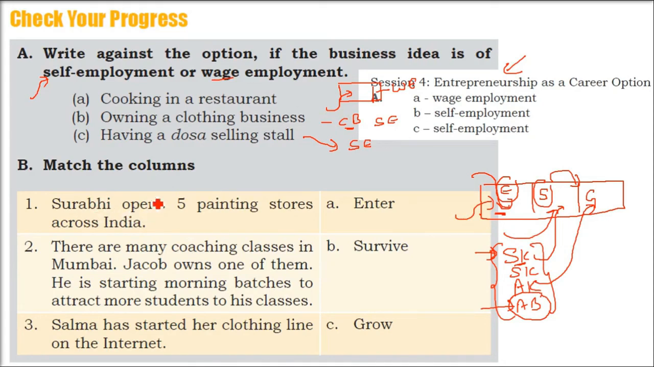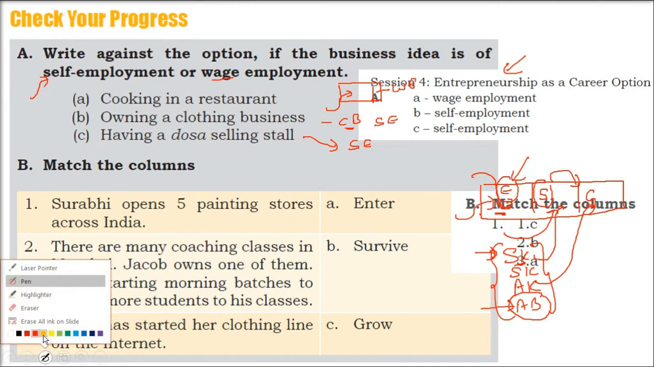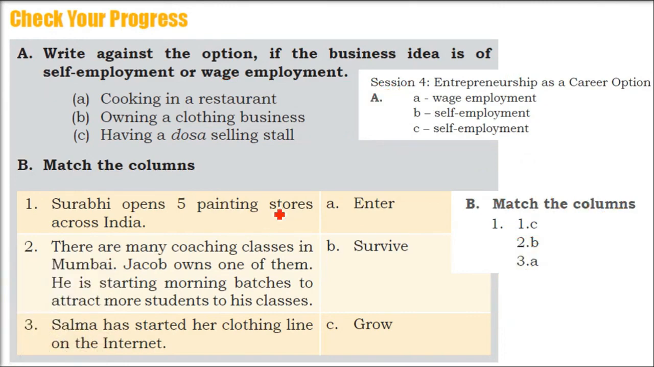Surbhi opens 5 painting stores across India. Surbhi might have started a business, entered, then learned, then survived, and now she is opening 5 painting stores. So what do you see here? She is growing now. She is at that stage. Now she has a store which is doing well, and she has enough money or maybe good funding, so she can grow the business.